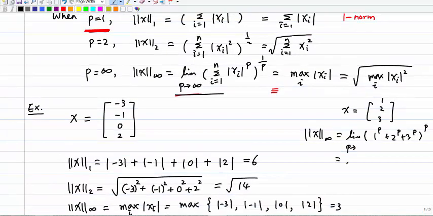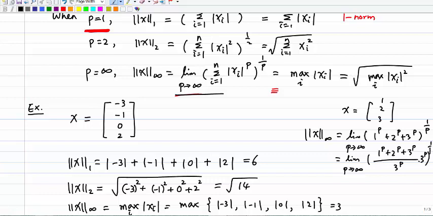Now what you can do is divide inside by 3 to the p, and multiply by 3 to the p outside, but that's the same thing. It doesn't change anything because they cancel out. So in the limit as p goes to infinity, I can split this into two components. One is 1 to the p plus 2 to the p plus 3 to the p, divided by 3 to the p.